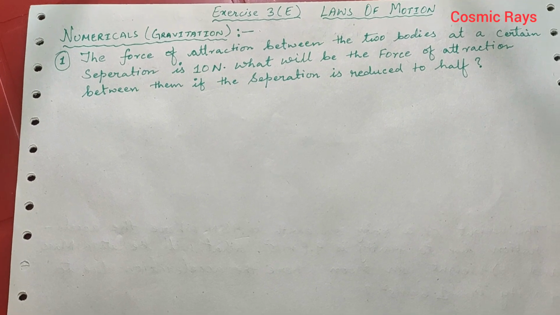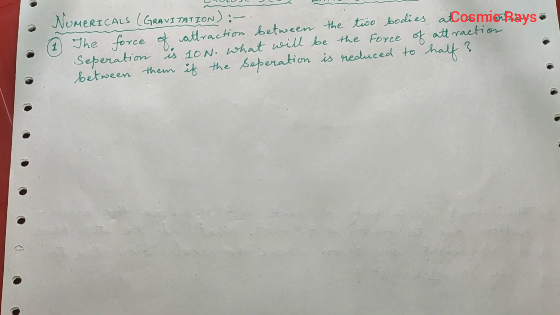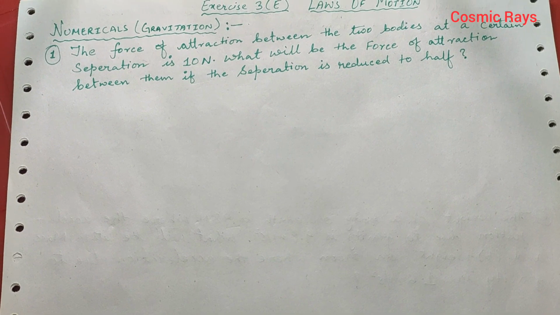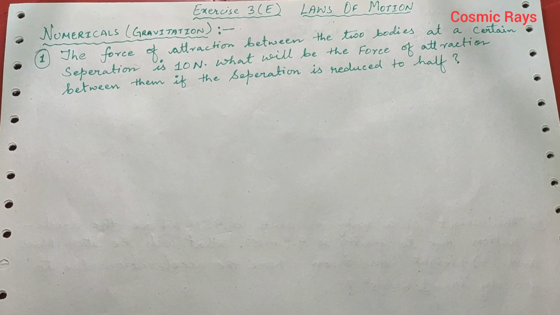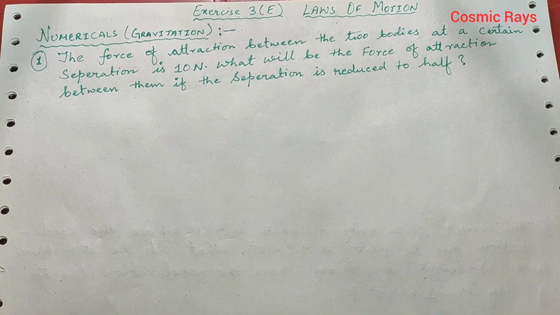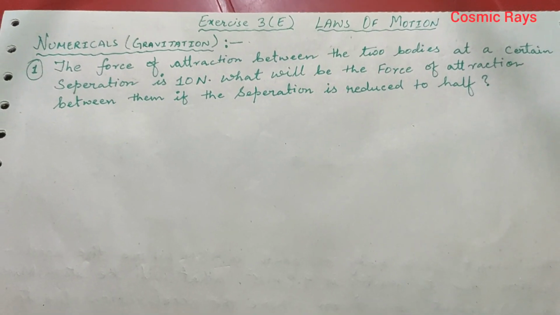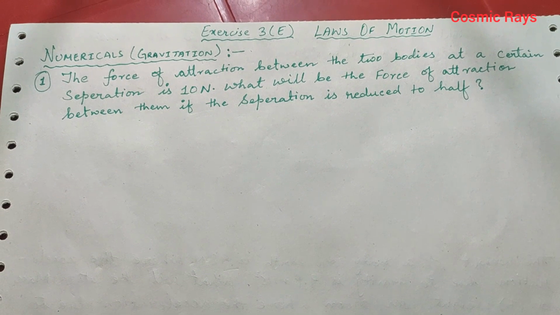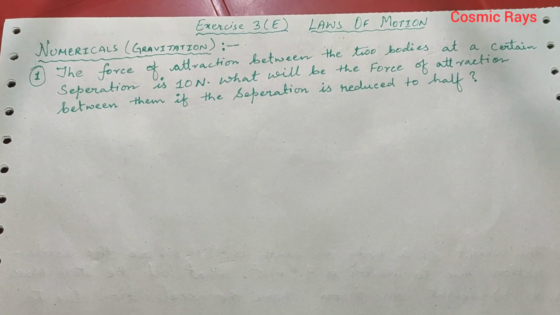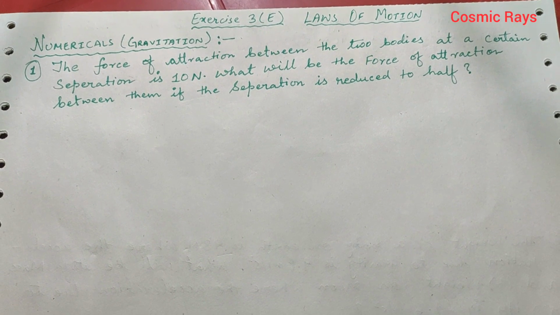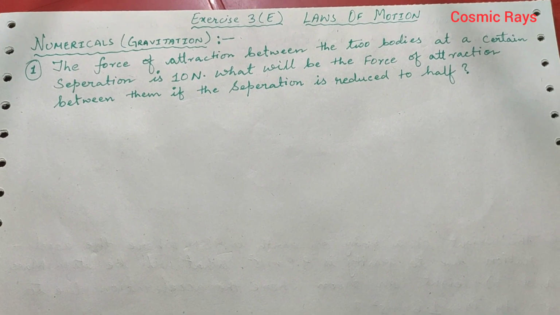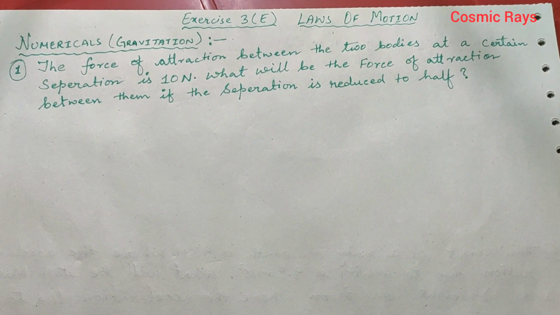Hello everyone. In this AV, we are going to solve the numericals of the third chapter, that is laws of motion, and in particular the gravitation portion. The first numerical says, a force of attraction between the two bodies at a certain separation is 10 Newton. What will be the force of attraction between them if the separation is reduced to half?